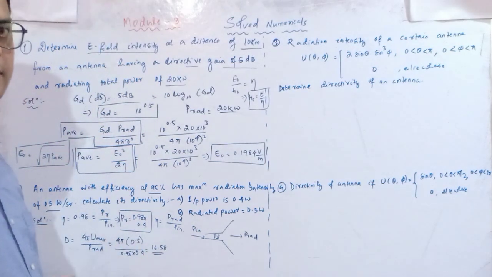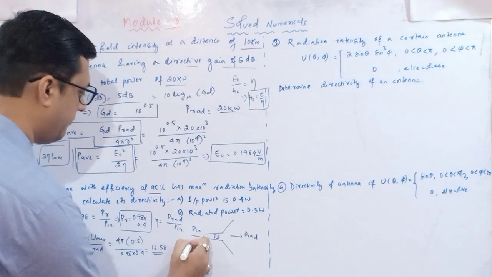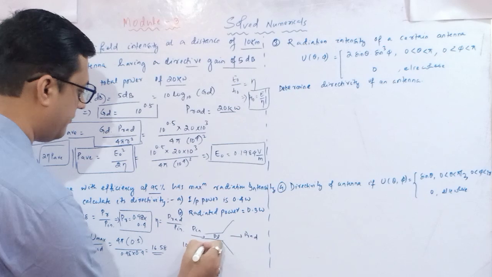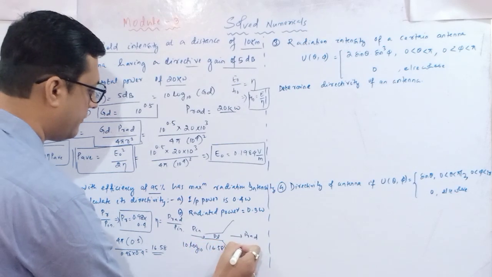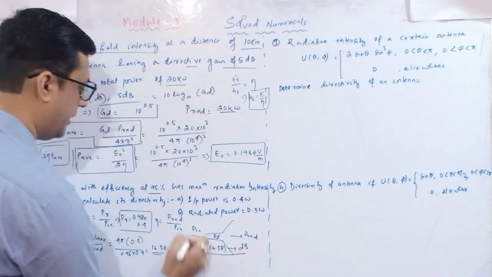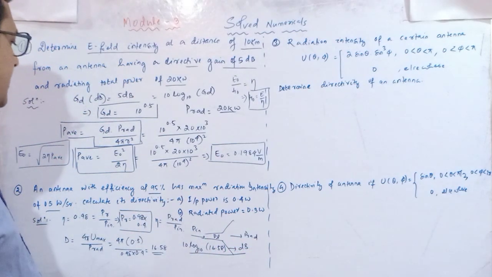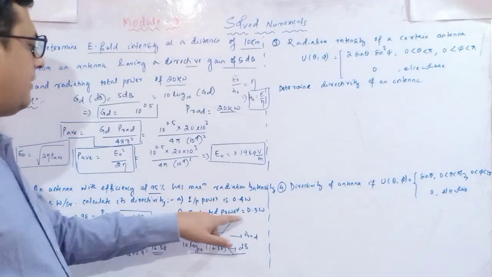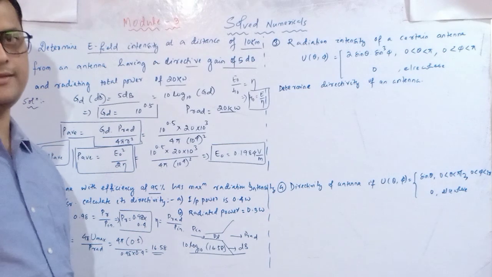You can convert into dB also. So how to convert into dB? Simply 10 log base 10 of 16.58. This will give you the value in terms of dB. So this is the value for directivity. Simple. Next, if the radiated power is 0.3 watt, directly here 0.3 is given.